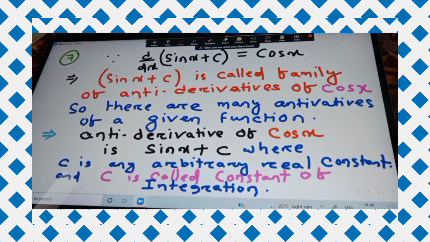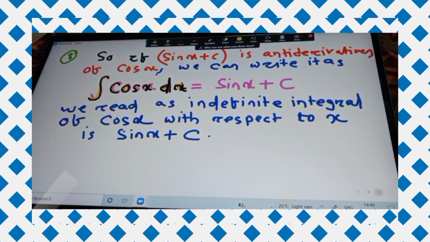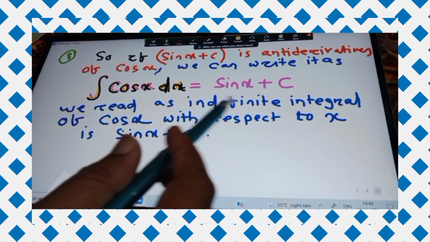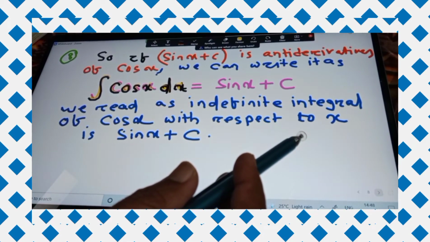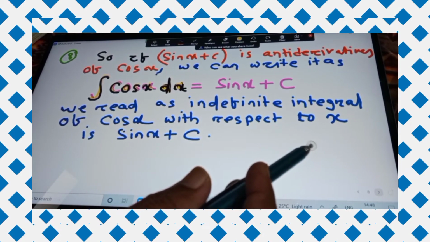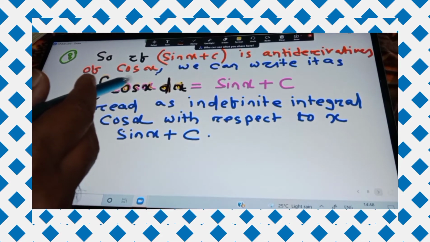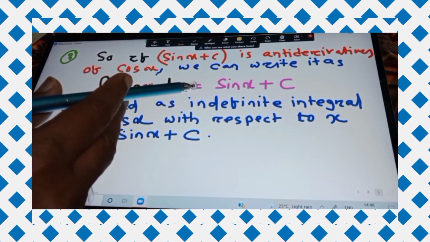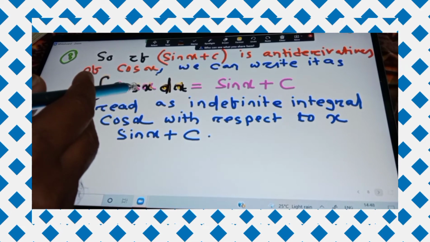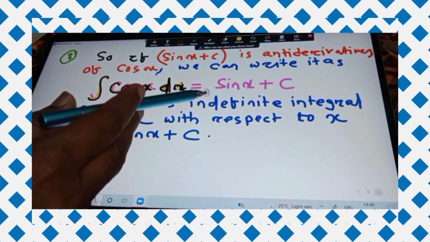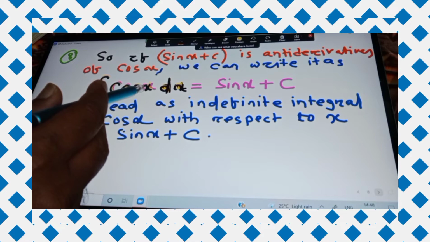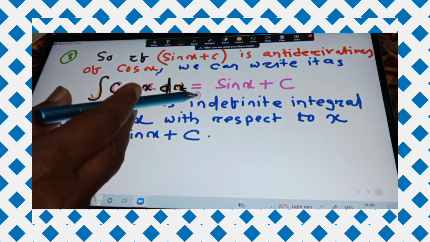So the antiderivative of cos x is sin x plus c, where c is an arbitrary real constant and c is called the constant of integration. Yes. So if sin x plus c is the antiderivative of the function cos x, we can write the integration of cos x with respect to x is equal to sin x plus c, or integration of cos x dx is equal to sin x plus c.